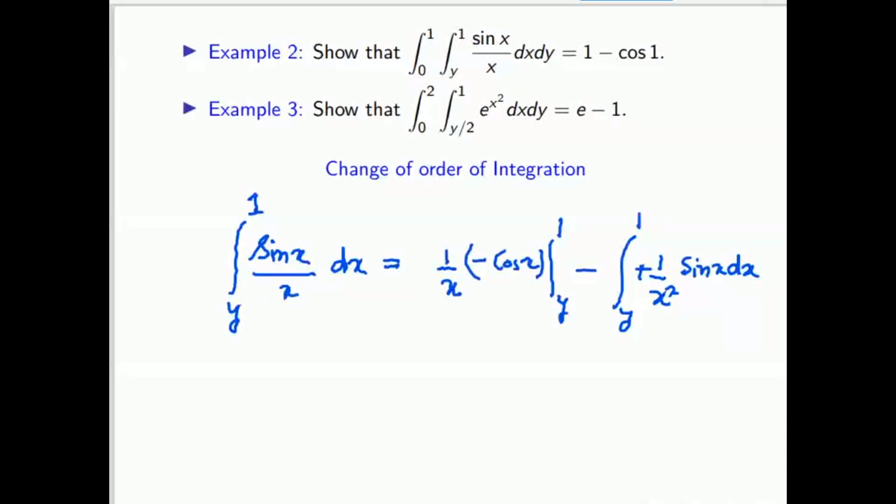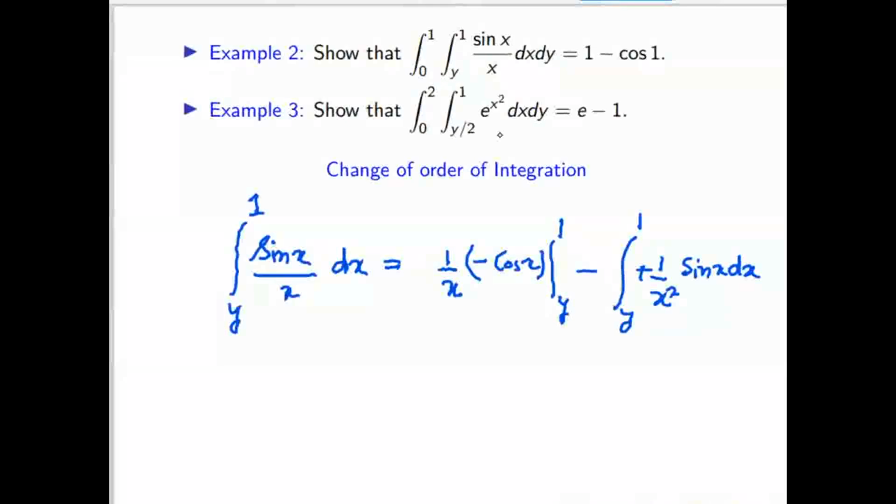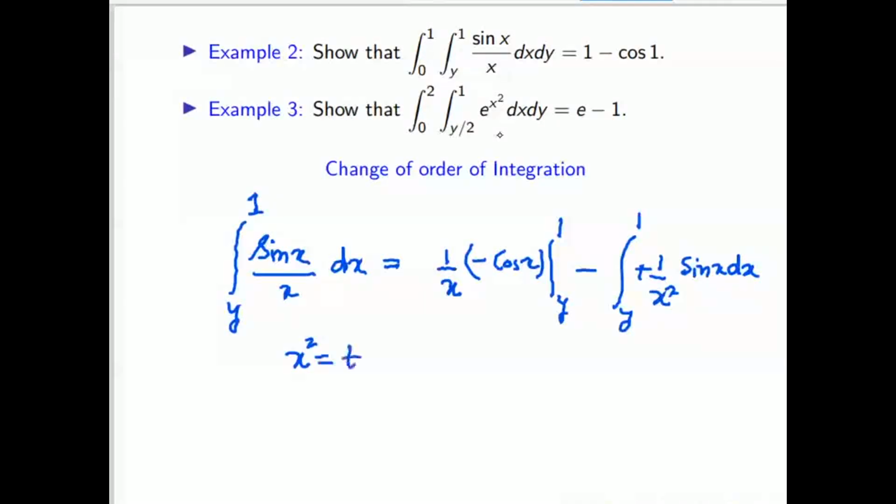What about the second one? Here we have to integrate e to the power x square with respect to x first and then with respect to y. So how to do the integration of e to the power x square? x square equal to t, sir. Then by parts. Suppose we take x square equal to t, then what will we get? I will do completely how to do this.